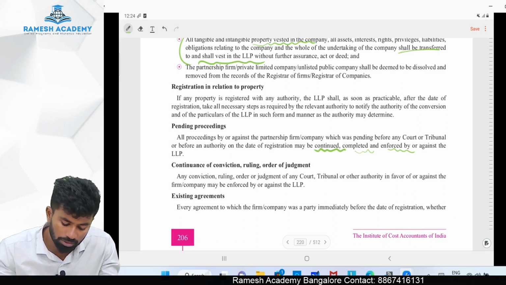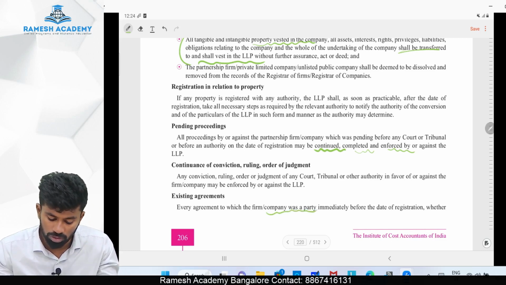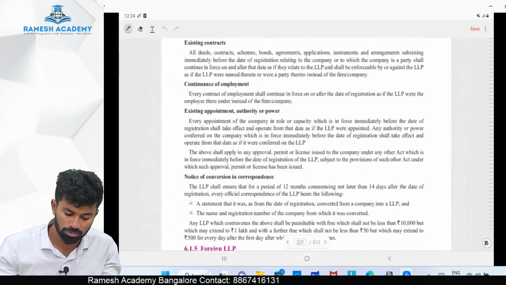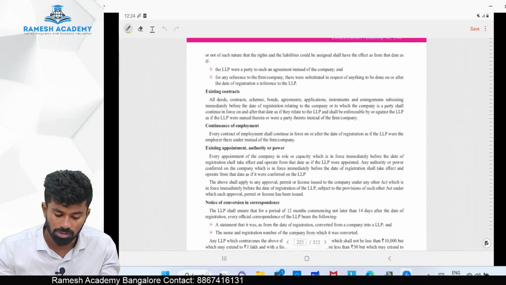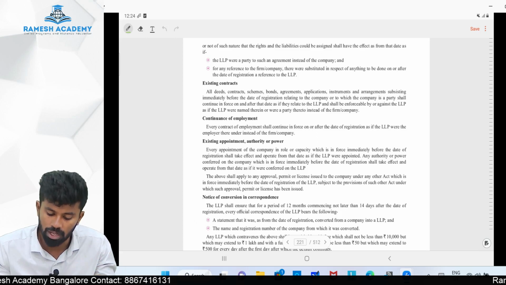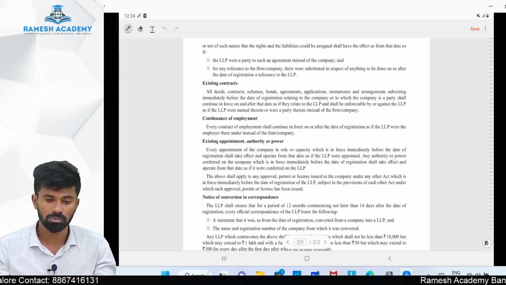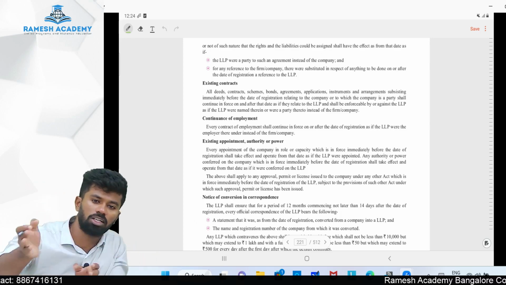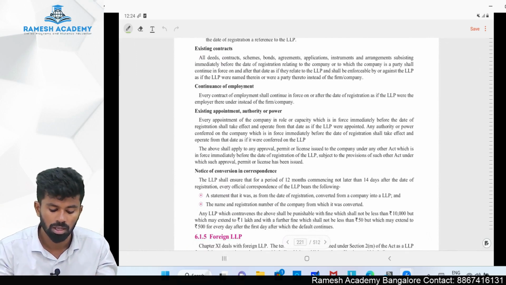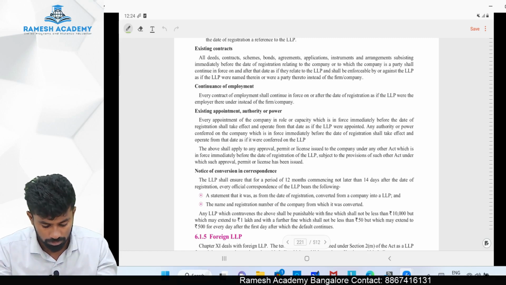Existing agreements: every agreement to which the partnership firm or company was party immediately before the date of registration, that is of such nature that rights and liabilities could be assigned, shall have effect from that date as if the LLP were a party to such agreement. Instead of the company, it means that contractual rights will continue in the LLP name, even the existing contracts as well as the employment. Whoever were the employees of the company will continue in the new LLP.